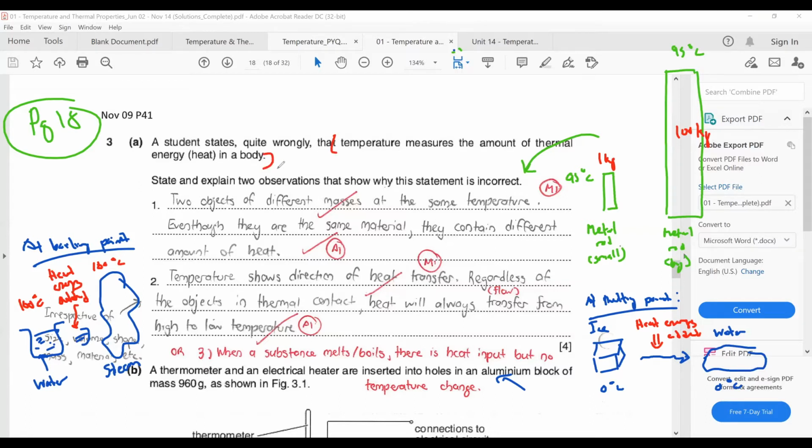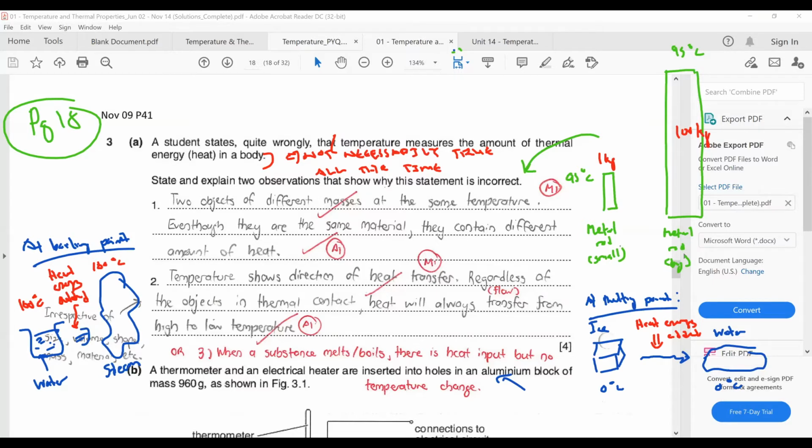Temperature measures the amount of thermal energy in the body. Okay, you cannot say this. This is not necessarily true all the time. Sometimes you can kind of guess and you can kind of deduce that if temperature changes, there must be heat energy added in. But sometimes you can, but that one is not true for all cases.